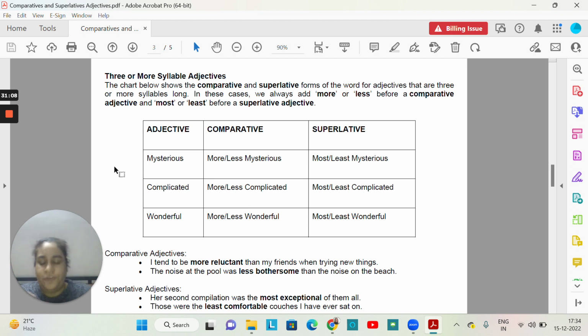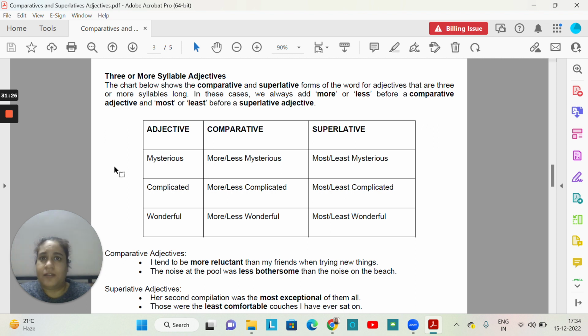My comparative becomes more mysterious, less mysterious. My superlative will be most mysterious or least mysterious. But these words can never have an ER and EST. Please don't try it out. It's very weird. Mysterious, sir.